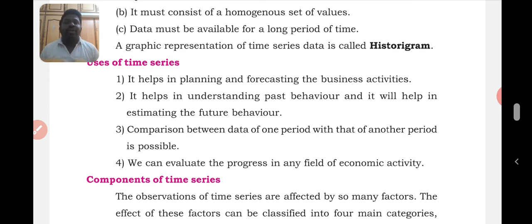Finally, we have the last use. We can evaluate the progress in the field of economic activity. Time series is the most important tool for measuring economic activities. If you present the data in a graphical manner, that indicates whether it is an upward trend or a downward trend. If year by year the sales, production or demand is increasing, it will show an upward trend. If it is decreasing, it will show a downward trend. So these are the different uses of time series.